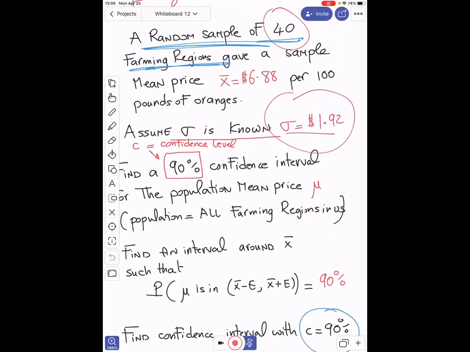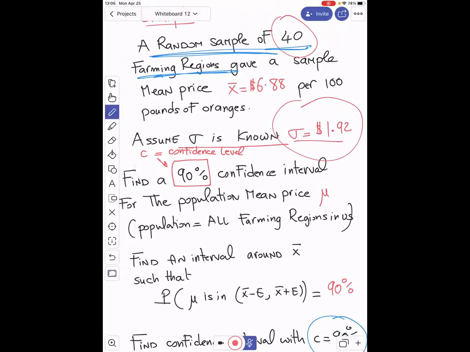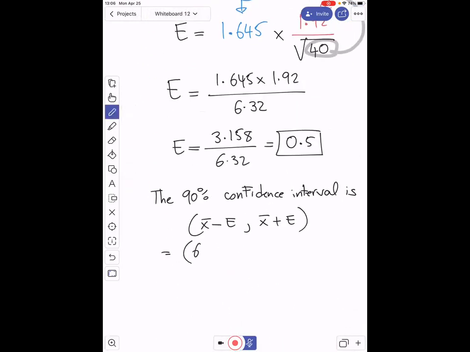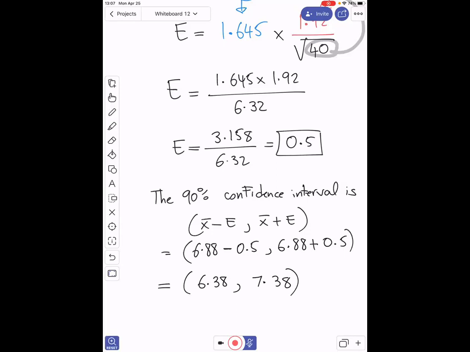Where is it? X bar. Yes, the sample mean price. Sample mean price X bar, we said it's $6.88, right? X bar is given. So it's $6.88 minus the margin of error, 0.5. And on the other side, it's $6.88 plus 0.5. So the answer is 6.38, 7.38, and that's the answer.